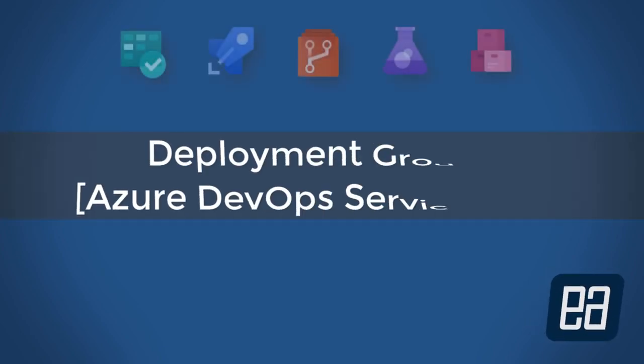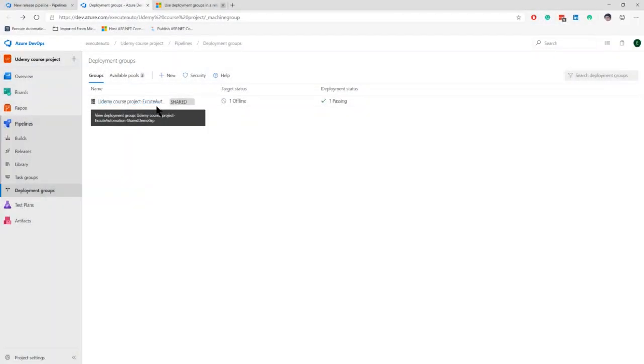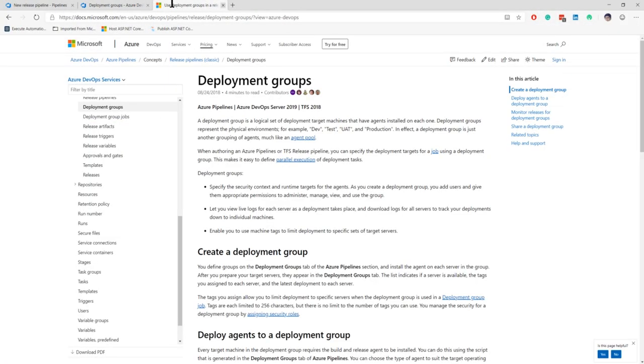Deployment groups is something that we have not discussed ever in our course, but we saw there is something called a shared deployment group in our previous section of this course. But as you can see, the deployment groups are a logical set of deployment target machines that have an agent installed on each one. So deployment groups represent a physical environment, for example, dev, test, UAT, or production.